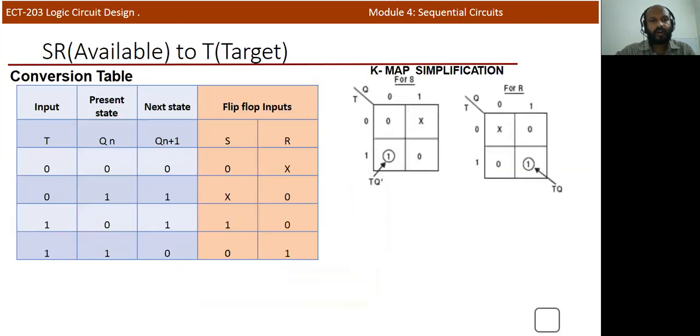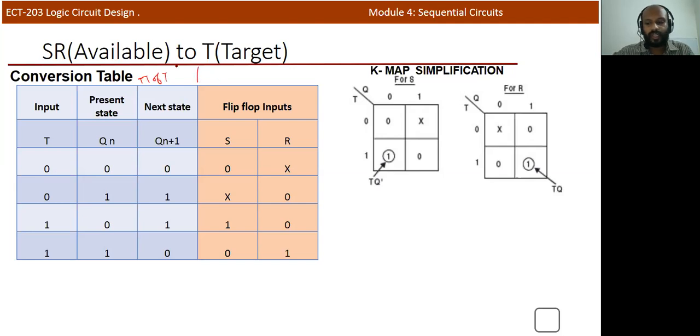Now we can design how SR to T. The available one is the SR flip flop. We need to design a T flip flop. So the truth table of T we will write first.